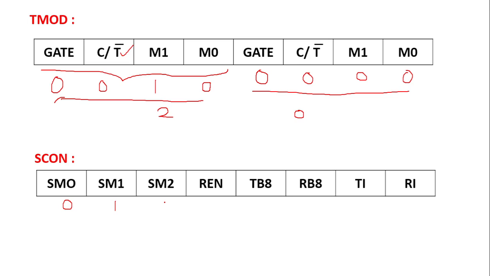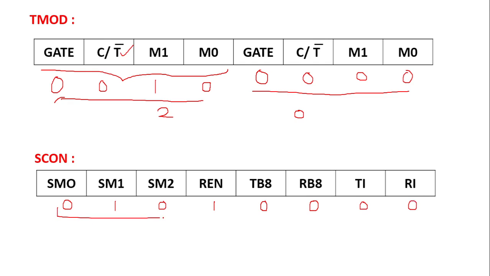I don't want to do it, so I will put 0 here. REN is reception enable. If it is 1, reception is enabled. TB8, RB8, these are the bits which are used in mode 2 or mode 3. I will put them 0. TI and RI, these flags are automatically set when transmission is completed or reception is completed. So I will make them 0, 0.